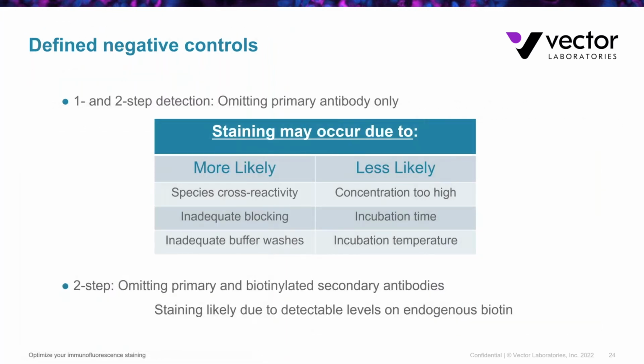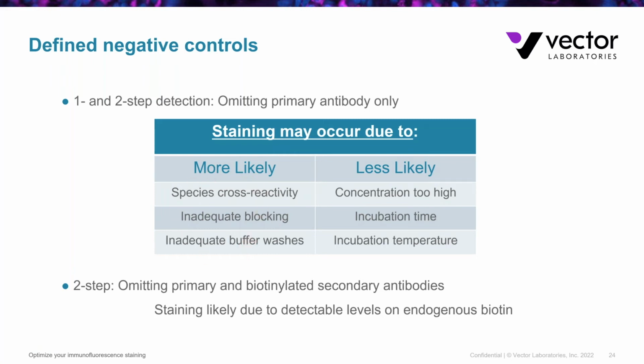Now, if you do see staining from those defined negative controls I mentioned, if you're just omitting the primary antibody and you do see staining, it's more likely due to, say, species cross-reactivity of the secondary detection reagent, possibly inadequate or inappropriate blocking, or inadequate buffer washes, and then less likely due to these particular areas over here. So if you're limited on time, tissue, or resources, focus on these particular areas first.